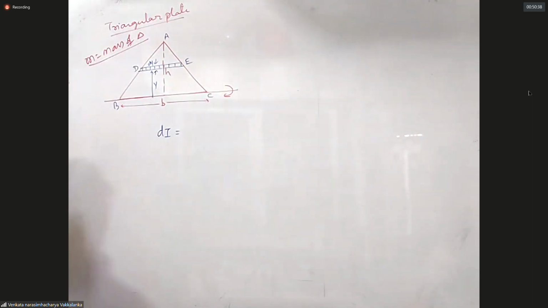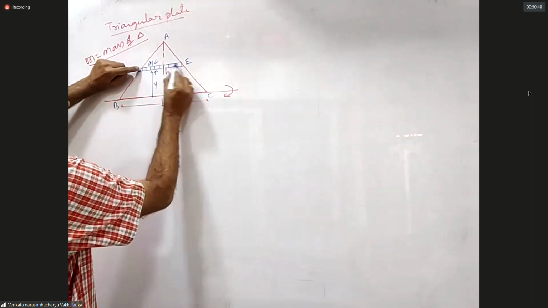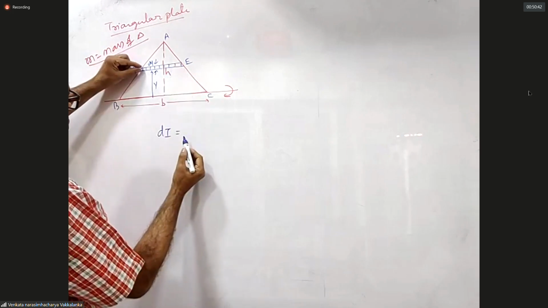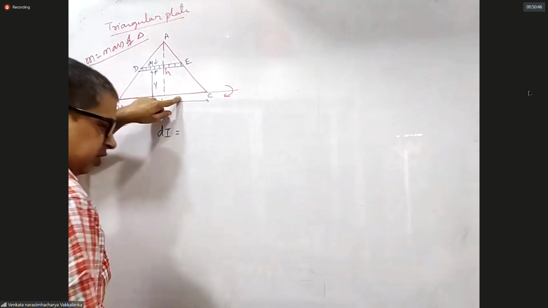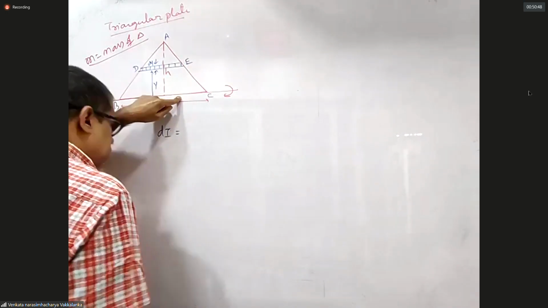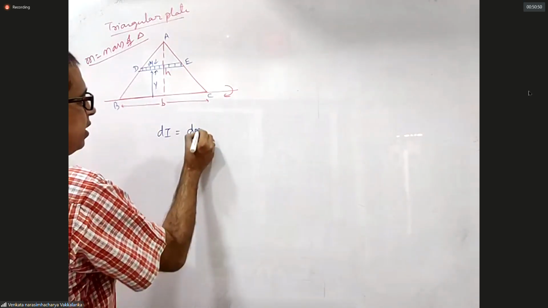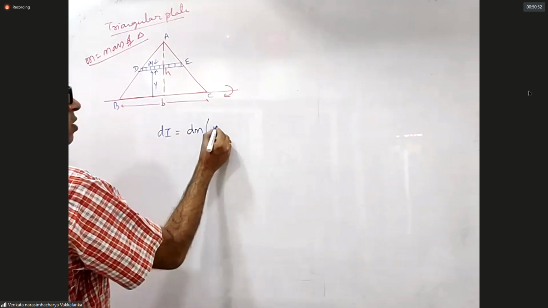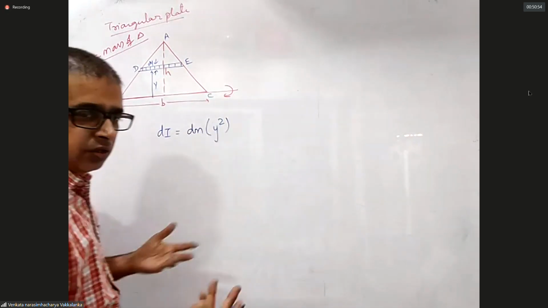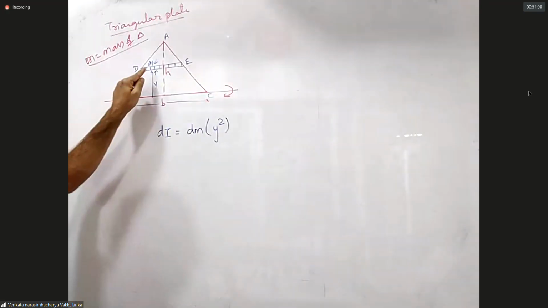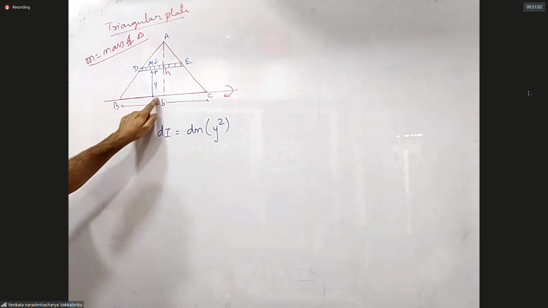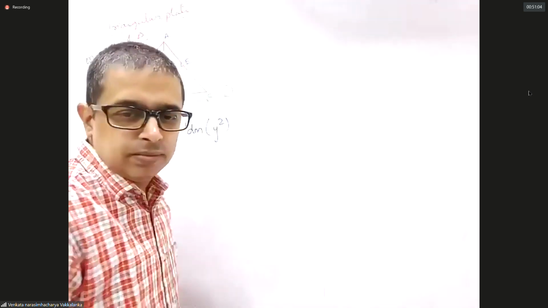Listen, have a look. This element that you considered, every small part of the element is at the same distance from the axis. Yes or no? Yes, sir. So it will be dm into y square. Every small part of that strip is at the same distance from here.